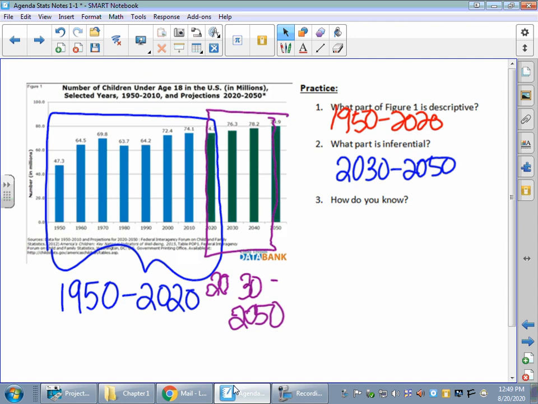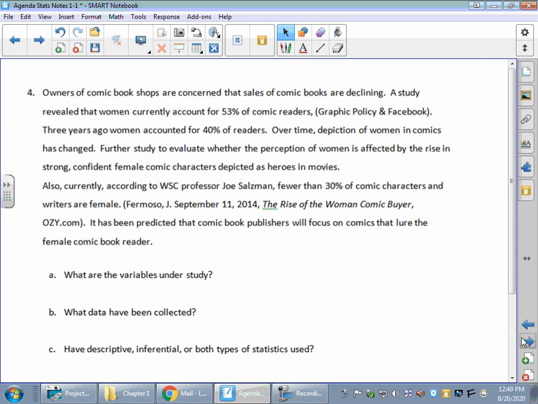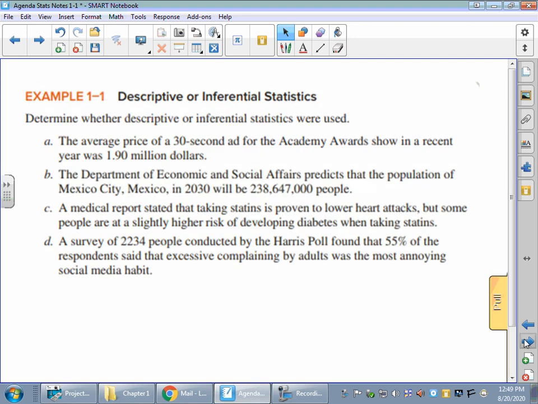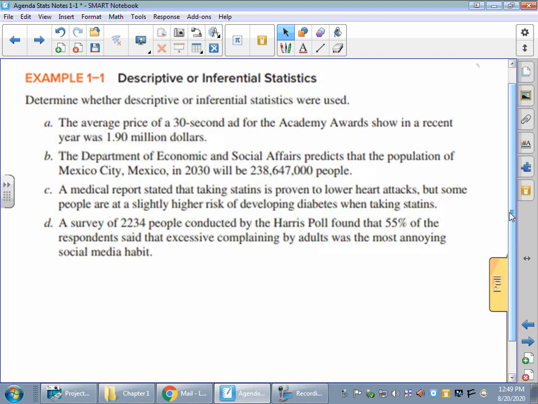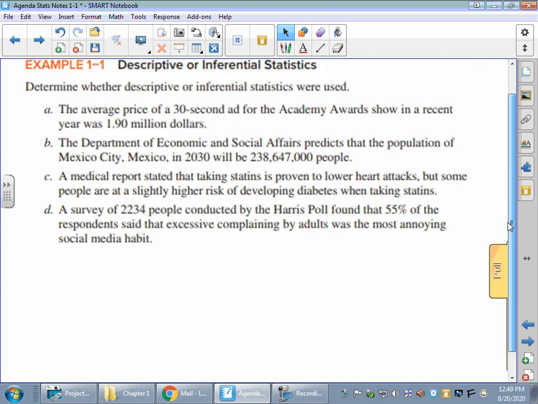Oh, let's see, I'm going to skip that. I think that's in your notes. I don't think this is in your notes, but I wanted to run through really quickly and talk about these, and maybe we'll talk about these in class. Describe or determine whether descriptive or inferential statistics were used.